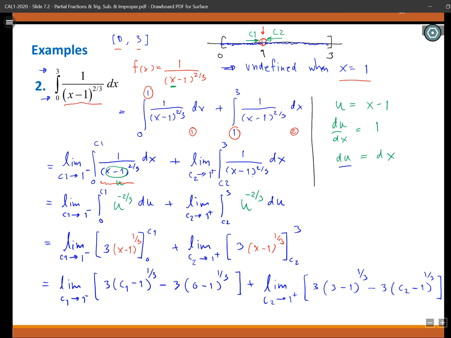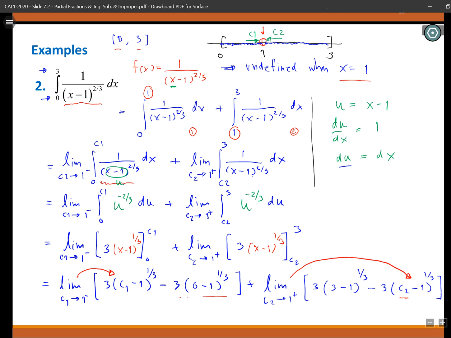Alright, so we are going to try to distribute these two limits inside. So I'm going to distribute this to just the term with the C1 right here. I don't need to do it with the back term because it doesn't have C1. Same thing here. I need to apply it to right here only because I have C2 right here.